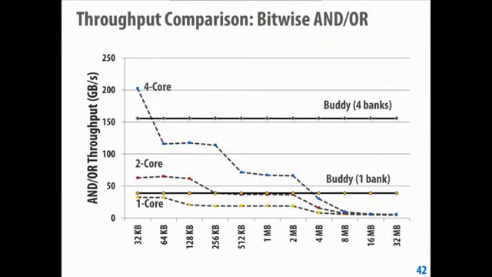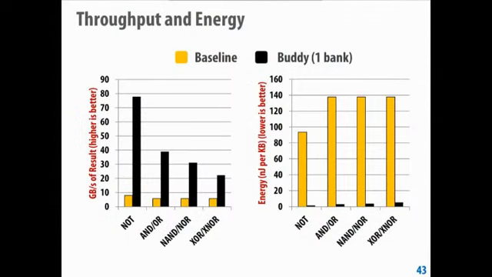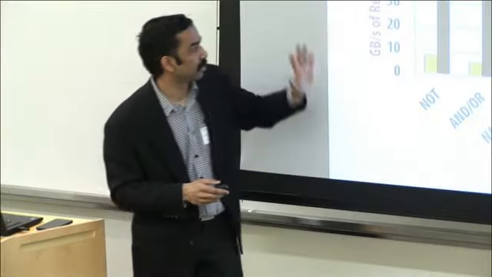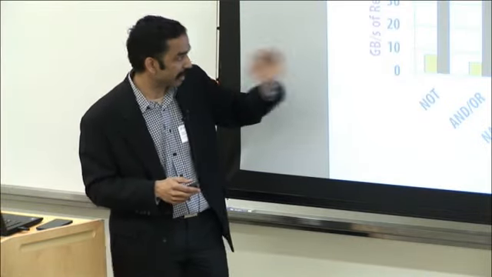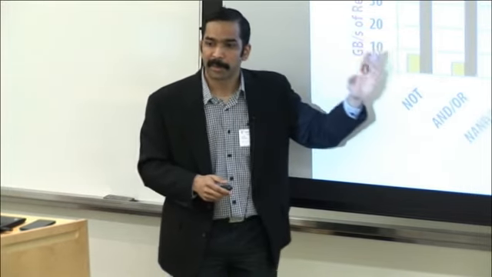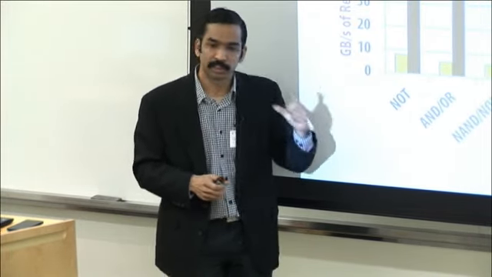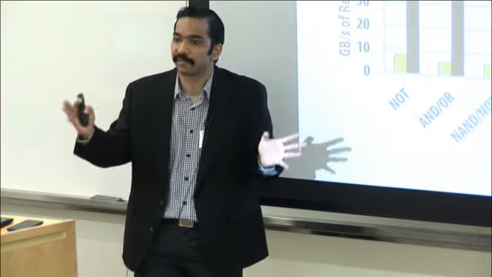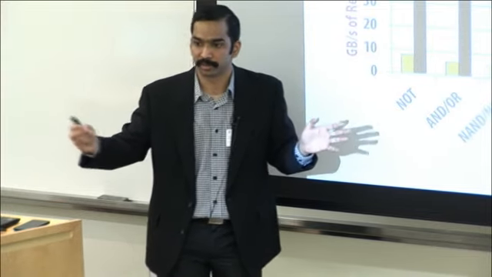Right. So in the previous slide, I showed the results for bitwise AND and OR. Here I'm just summarizing the results for all bitwise operations. On the left, I have the same throughput result, but for different bitwise operations. I'm comparing the throughput of Buddy RAM with the throughput you can achieve when the working set does not fit in any level of the on-chip cache.